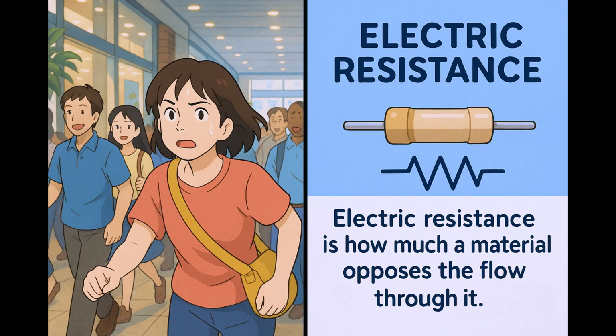Imagine trying to walk quickly through a crowded shopping mall during a holiday sale. Just as the crowd slows you down, making it difficult to move freely, electric resistance in a material slows down the flow of electric current.